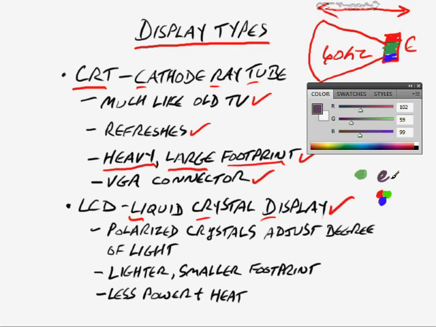By the way, you may have also confused this a little bit with something else. People get this mixed up all the time. They say, well, I thought it was supposed to be yellow, cyan, and magenta. I mean, my printer uses yellow, cyan, and magenta inks in my inkjet printer. So how come we're talking about red, green, and blue here?